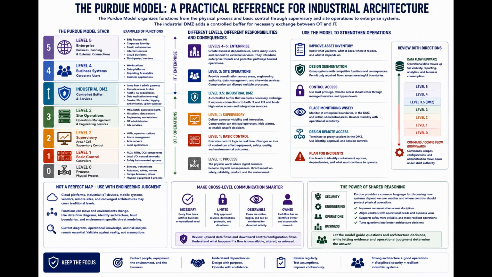The strongest use of Purdue is shared reasoning. It helps security, engineering, operations, and business teams discuss how systems depend on one another and where controls should protect physical operations. Let the model guide questions and architecture decisions, while letting evidence and operational judgment determine the answer.